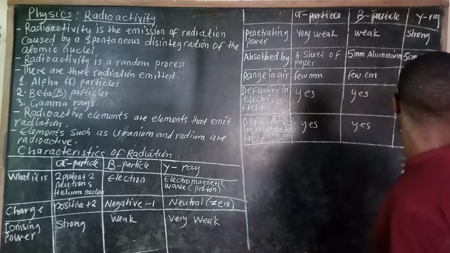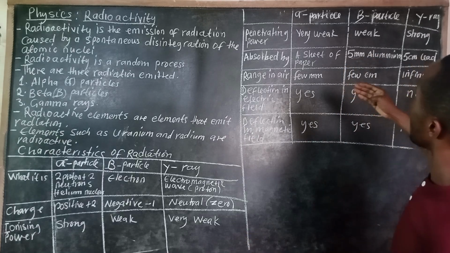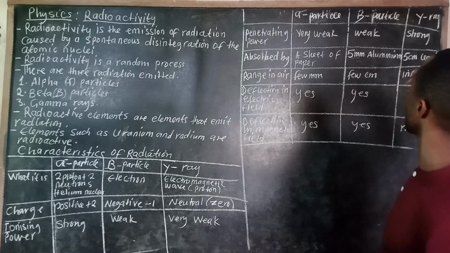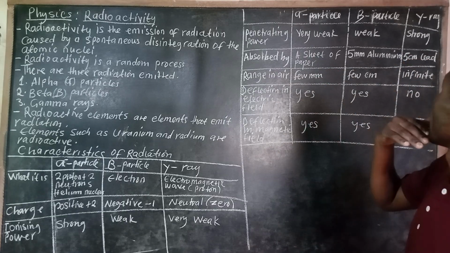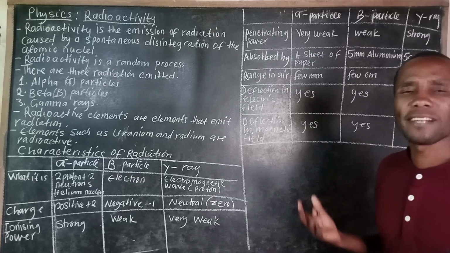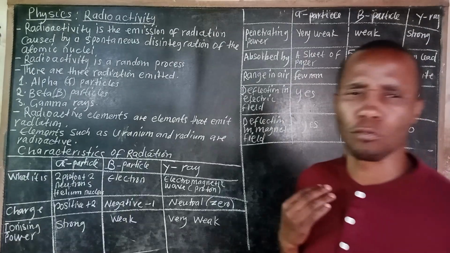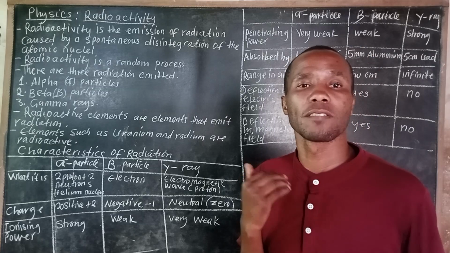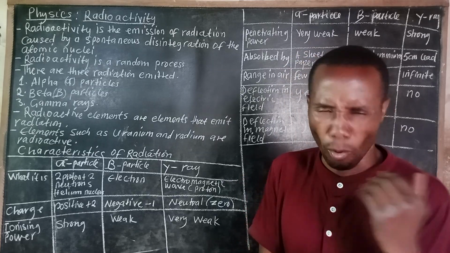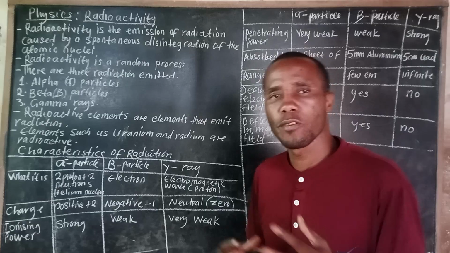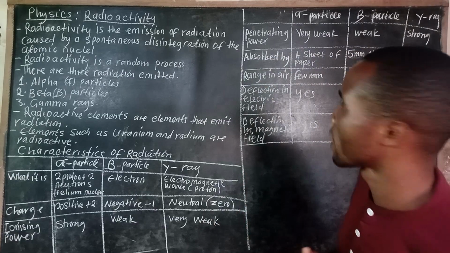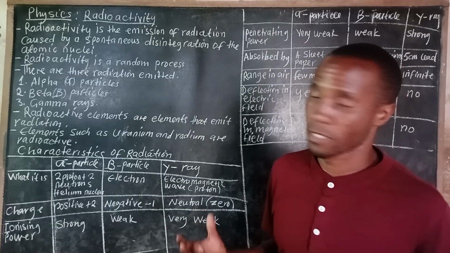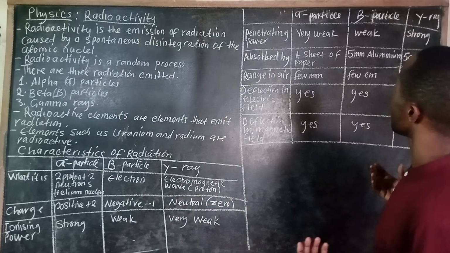For penetrating power, the alpha particle is very weak. Alpha particle is weak, then beta particle is weak. Then gamma ray, that one is very strong when it comes to penetrating. It has no limits. It penetrates anywhere, even the bone. That's why when we talk of scans, that's the type of radiation they use, because it has got no boundaries. It's very powerful.